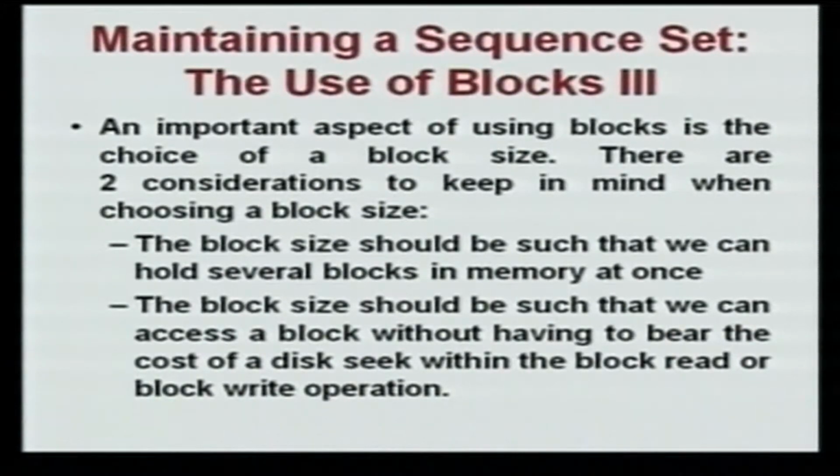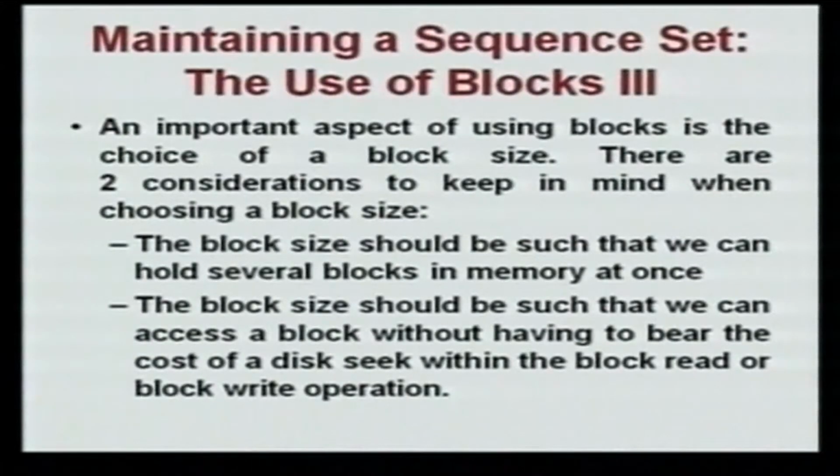The block size should be such that we can hold several blocks in memory at once, that is, you should not have only one block in memory, otherwise you are giving only one part of the file more concentration. The block size should also be such that we can access a block without having to bear the cost of a disk seek within the block read or block write operation. The idea here is that I must ensure the block size is not too large. Remember the disk access, I am assuming that the block is stored in the same sector on the same track, and that must be the size of the block. So, these are the two things we have to consider when we are accessing a block without having to bear the cost of a disk seek.